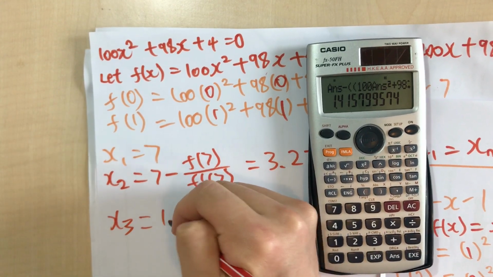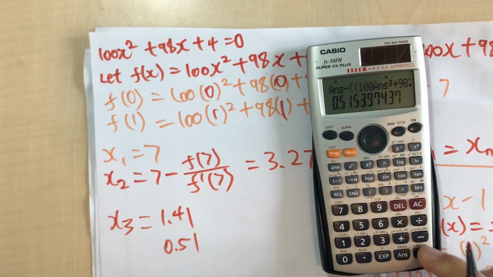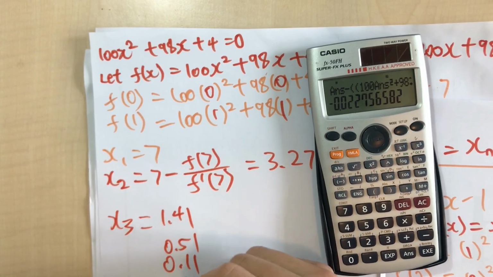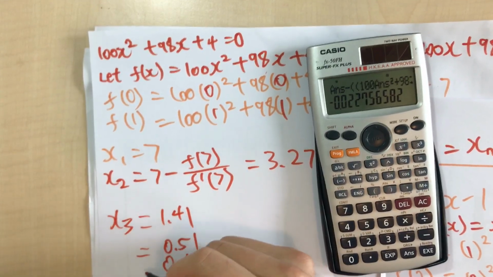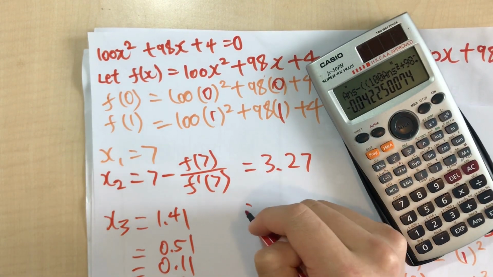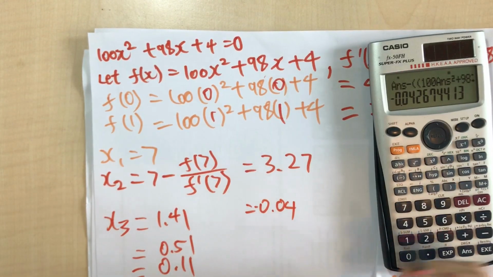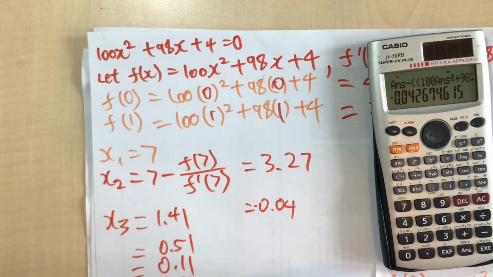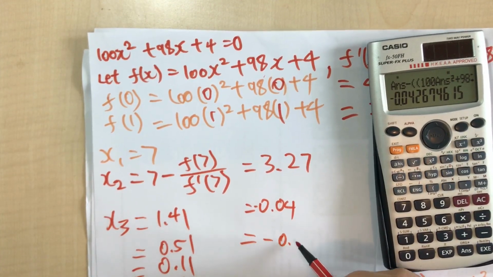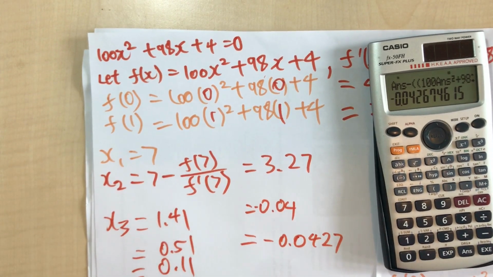And then we press enter, it will iterate itself, we don't need to input again. We get 1.41, we get 0.51, 0.11. It keeps decreasing. We need to wait until it stays the same, and then press again, negative 0.04, and then it stays here. So our final answer will be negative 0.0427.